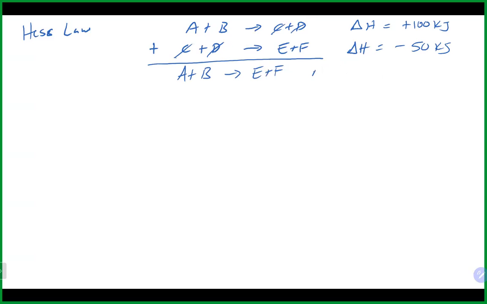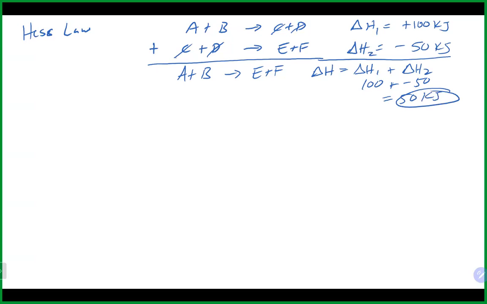And if we want the delta H for this reaction, we would simply add these two delta H's together. And in this case, it would be delta H1 plus delta H2, which would give us 100 plus minus 50. We can try that without the calculator and go with 50 kilojoules in this case. And that would give us a positive value for this reaction overall, which means it would be endothermic.